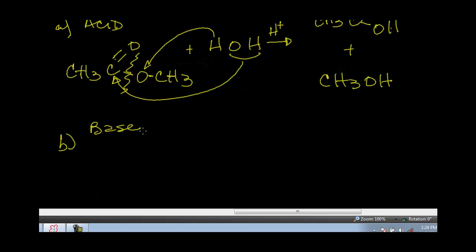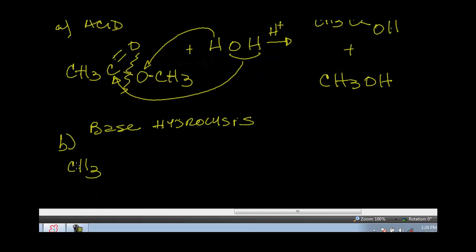But I'll do it in 2 steps. If you are asked this in a test, you don't need to do the 2 steps. I'm just doing the 2 steps so you can follow what's happening. Okay, so base hydrolysis. I'm going to have the exact same thing under basic conditions. So I am going to add something like sodium hydroxide in there.